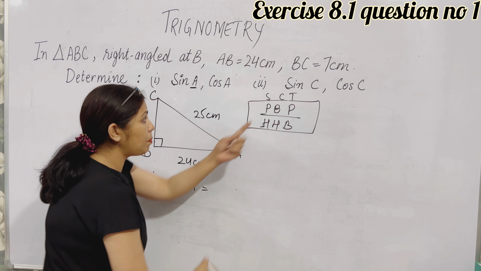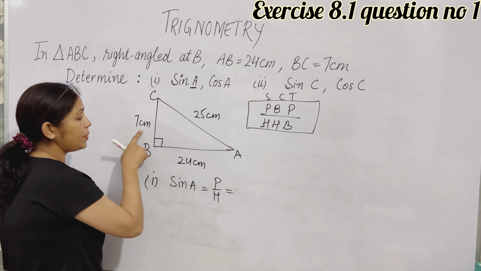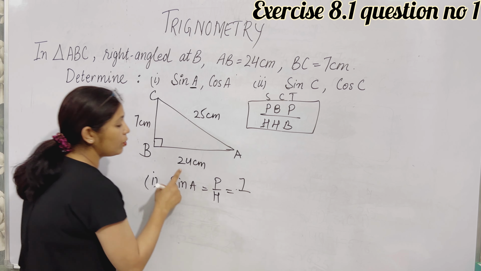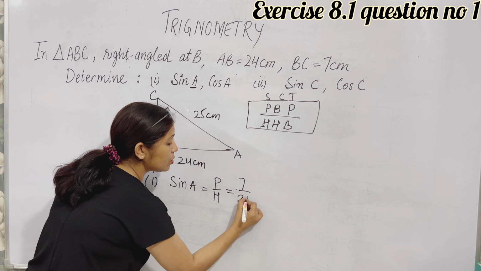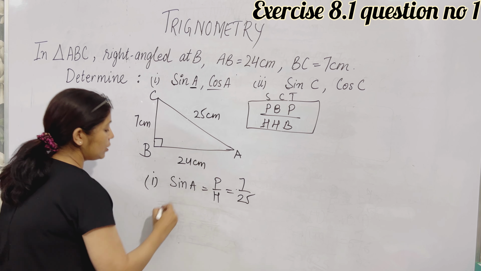What is sin A? Perpendicular upon hypotenuse, right, here P upon H. What is the value of P? That is 7 cm. What is the value of H? 25 cm. So the answer is 7 upon 25. Sin A. Now next is cos A.